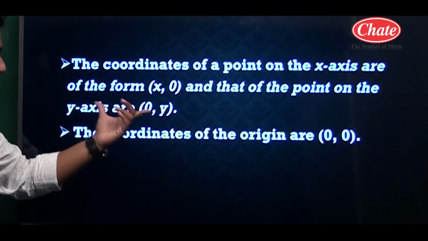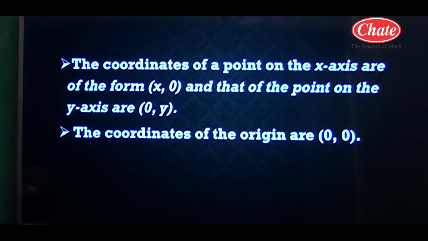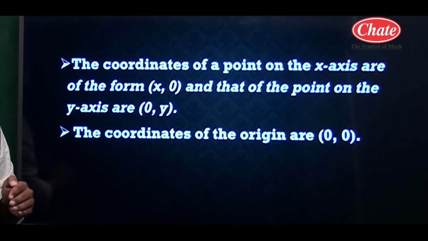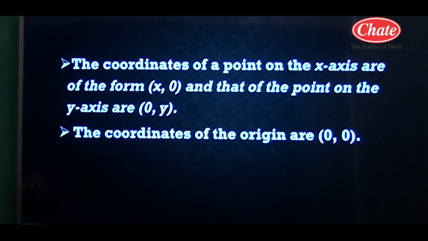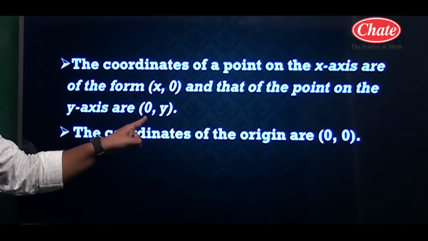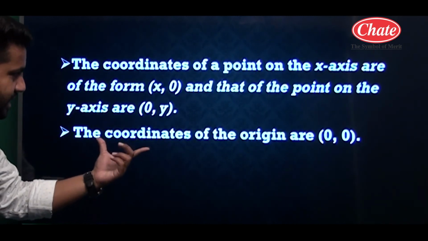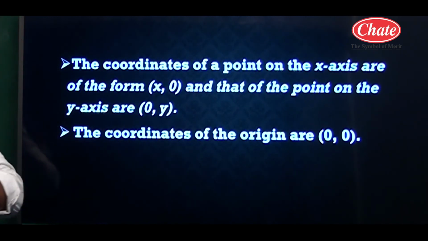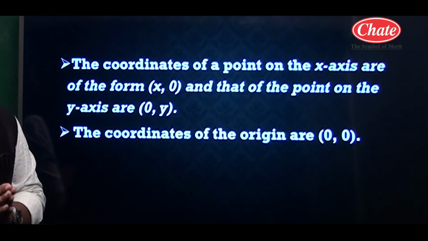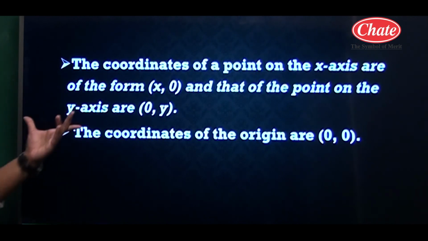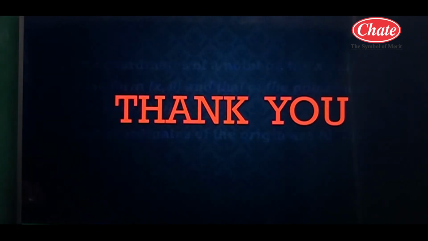The coordinates of a point on the x-axis are of the form x, 0, and those of a point on the y-axis are 0, y. We know that the y coordinate of any point on the x-axis is always 0. Similarly, on the y-axis, the x coordinate of any point is always 0. And the coordinates of the origin are 0, 0, because this point is at 0 distance from the x-axis and 0 distance from the y-axis.